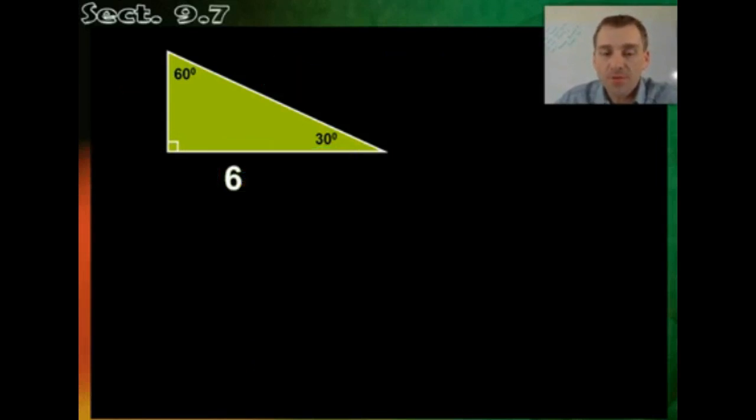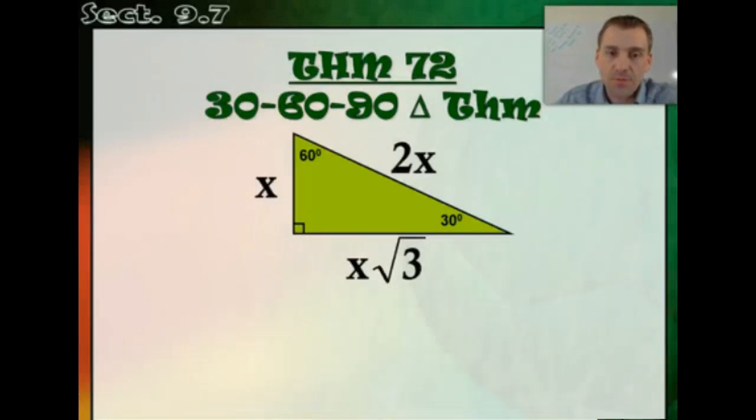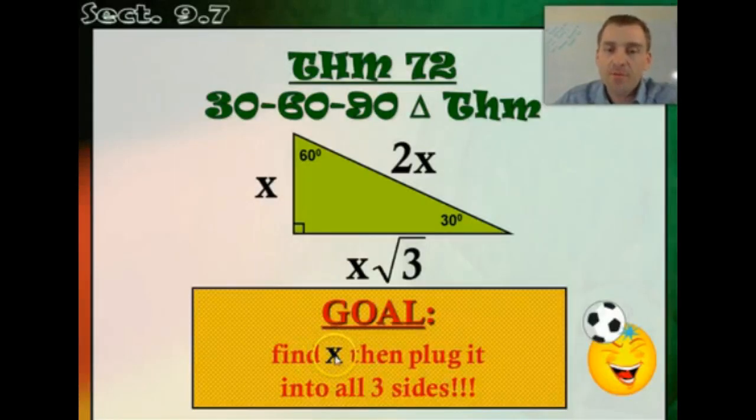So the goal, as you've seen so far, with all these questions, is to make sure that you find whatever x is, whatever the equation is going to be. You're going to have to set up an equation somehow. And then when you find x, plug it in, and you got it. So x, x root 3, and 2x is your 30, 60, 90 triangle theorem.